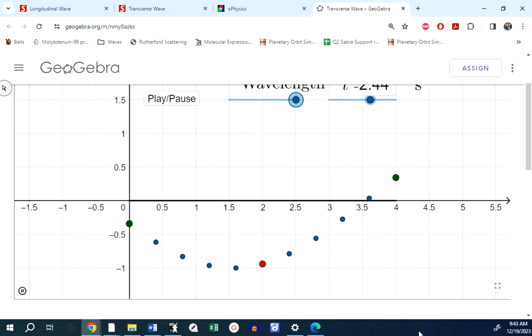And we'll talk about what wavelength is and all of those things in a bit. But that's what wave motion is. And these are examples of transverse.